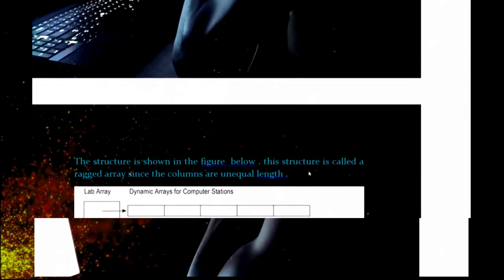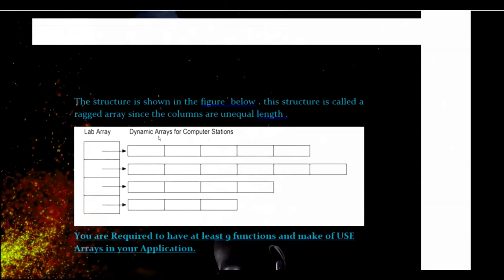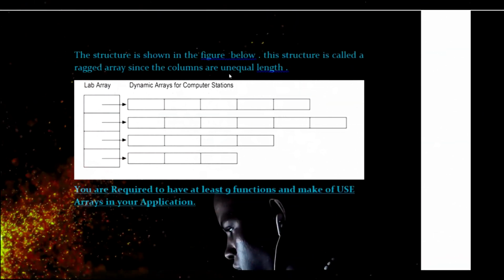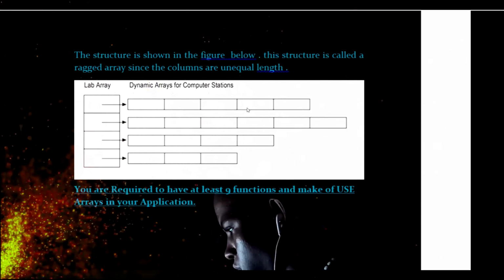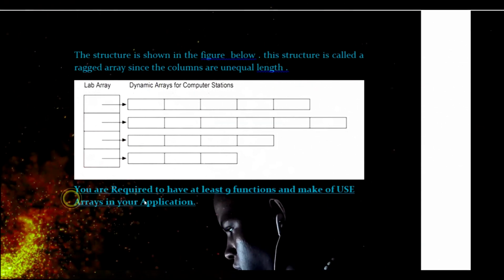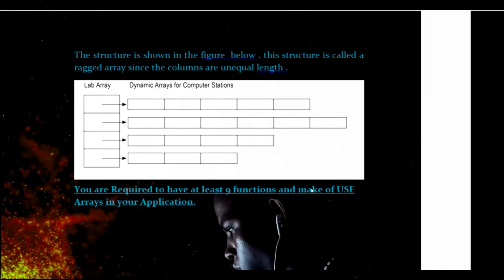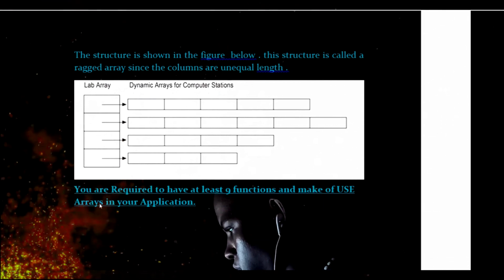This is called a rigid array structure since the columns are not of equal length. So now it comes to what we are about to do. You are required to have at least 9 functions and make use of arrays in your application.